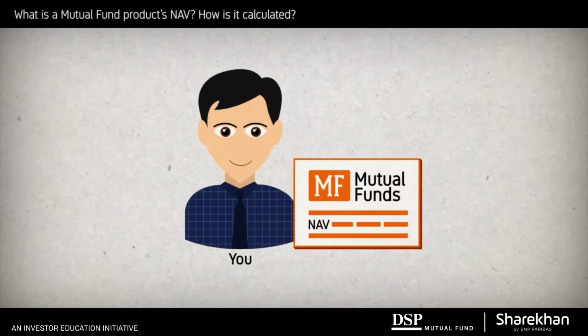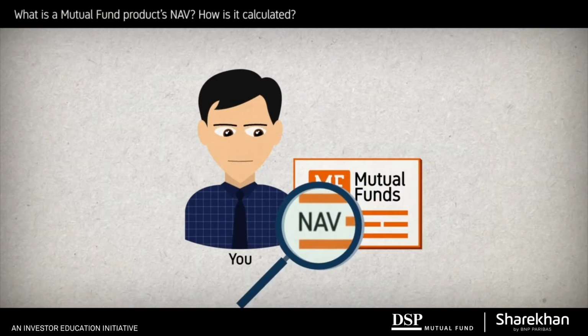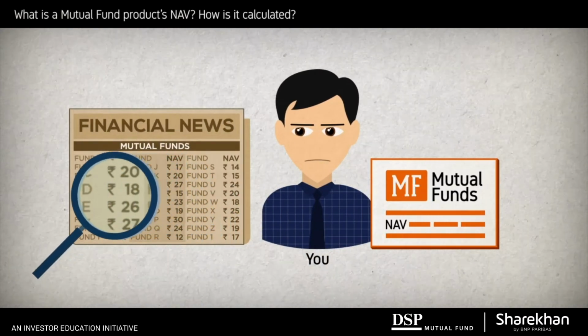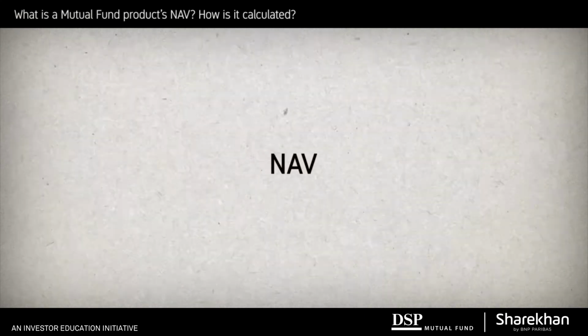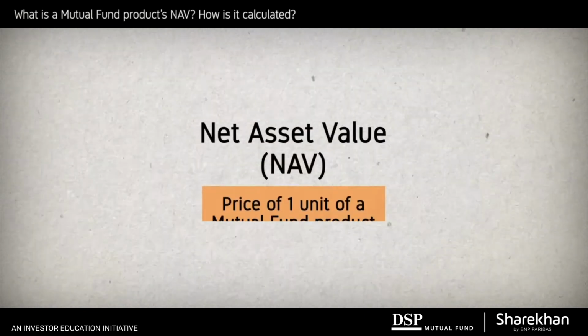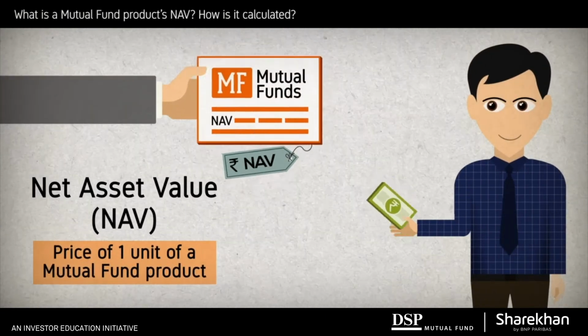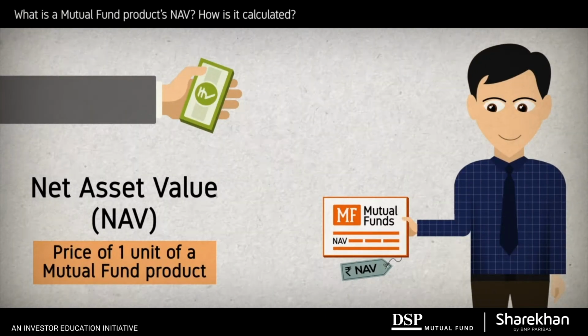If you've heard of mutual funds, you must have heard of the term NAV. Let us take a moment to understand what this word NAV refers to. Simply put, NAV or net asset value is the price of one unit of a mutual fund product. An investor can buy and sell a unit of the mutual fund product at this price.